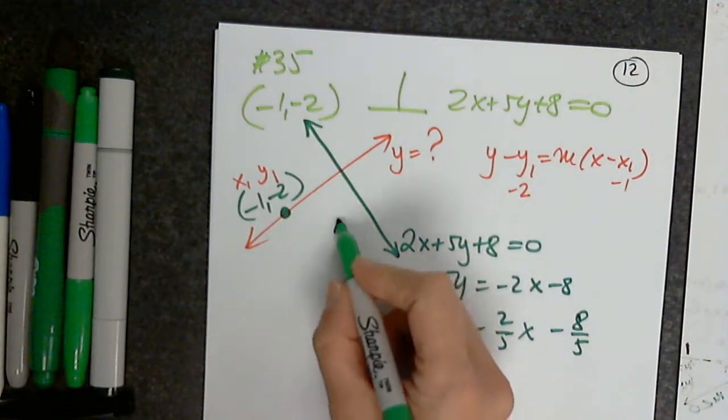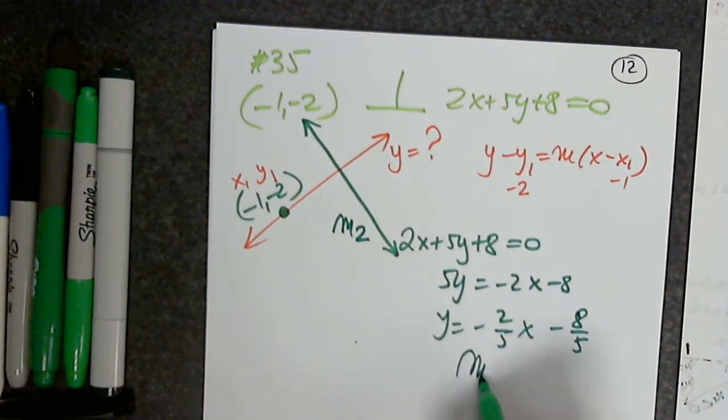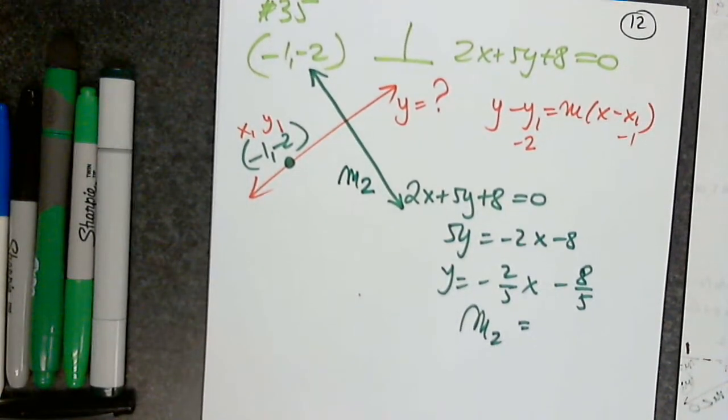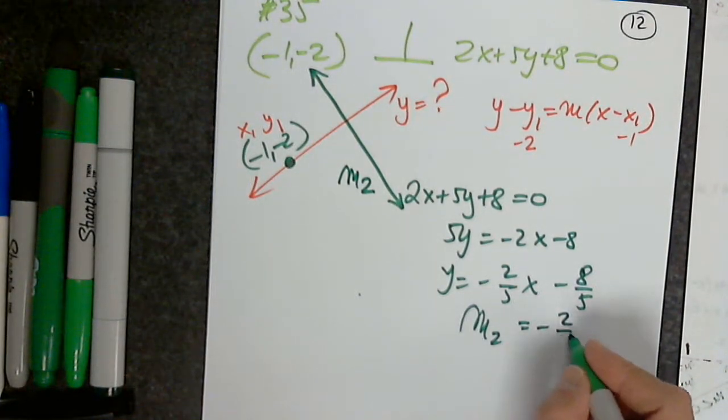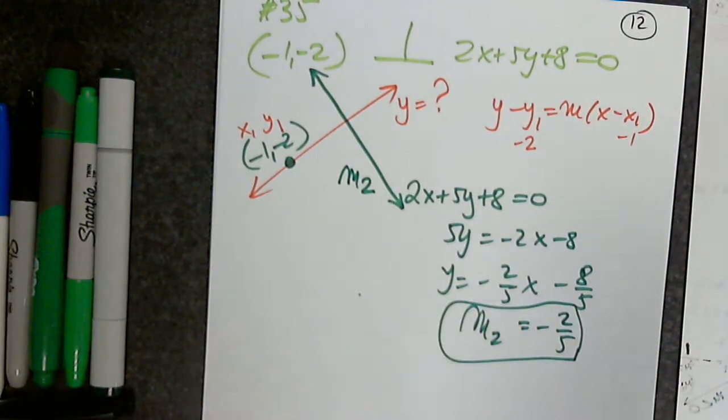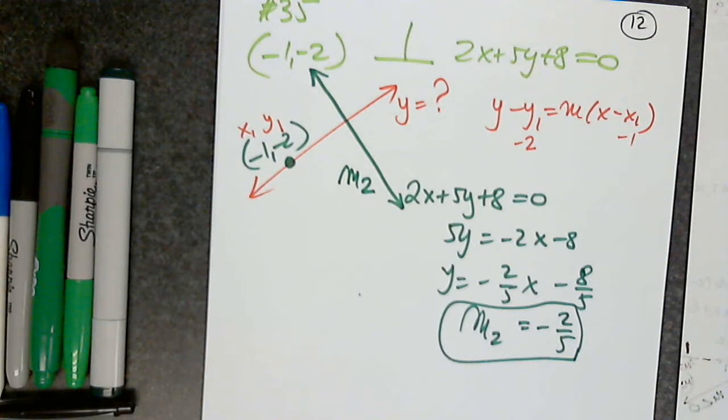I'm going to call this m2. Can anyone give us m2? -2/5. I completely agree. m2 is indeed -2/5. Perfect. Now, I need to determine the slope of the orange line.